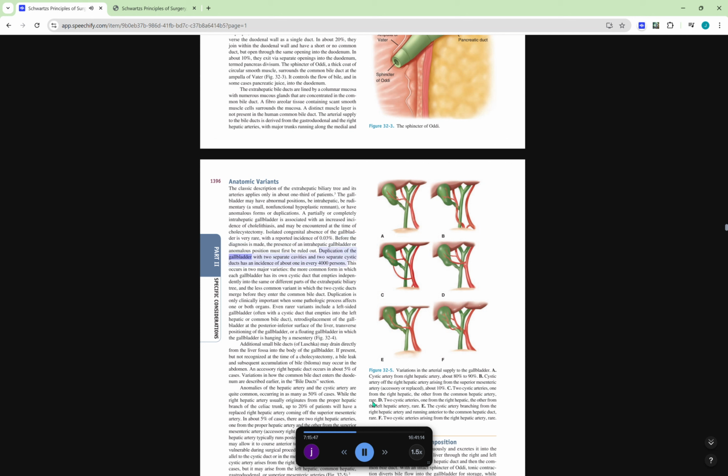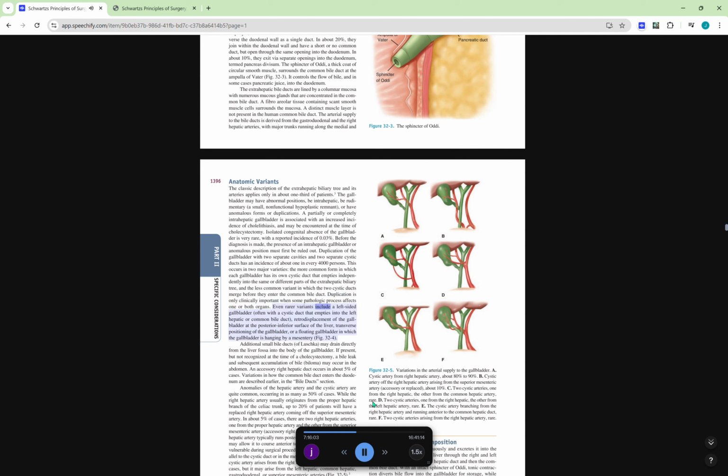Duplication of the gallbladder with 2 separate cavities and 2 separate cystic ducts has an incidence of about 1 in every 4,000 persons. This occurs in 2 major varieties. The more common form, in which each gallbladder has its own cystic duct that empties independently into the same or different parts of the extrahepatic biliary tree, and the less common variant, in which the 2 cystic ducts merge before they enter the common bile duct. Duplication is only clinically important when some pathologic process affects one or both organs.